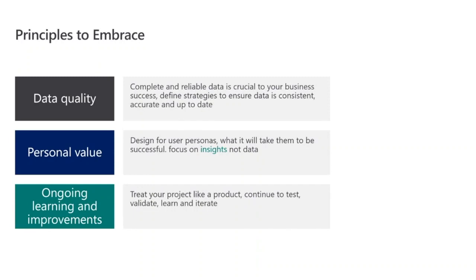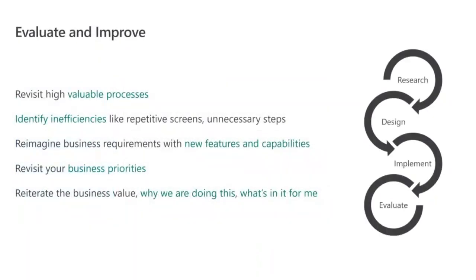The last principle to look at is ongoing learning and improvement. Treat your project like a product. Continue to test, validate, learn, and reiterate. Adopt an iterative approach to evaluate and improve your user experience. As you evaluate the system, it's important to understand if the system currently supporting your users is effective and efficient or not. Use your usage metrics and user feedback to evaluate how efficient your existing processes are.